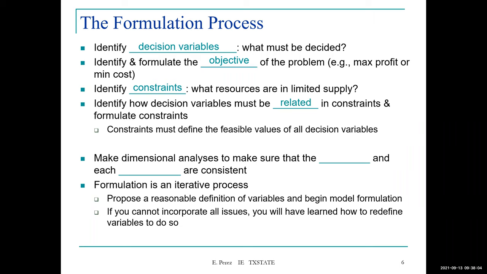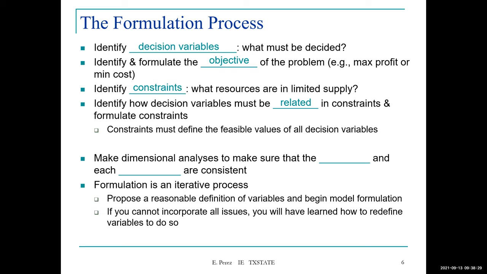Constraints must define the feasible values of all decision variables. So remember, if you want those decision variables to be only positive, you have to set up these non-negative constraints, making those decision variables greater than or equal to zero, for instance. So those are the feasible values for all decision variables.